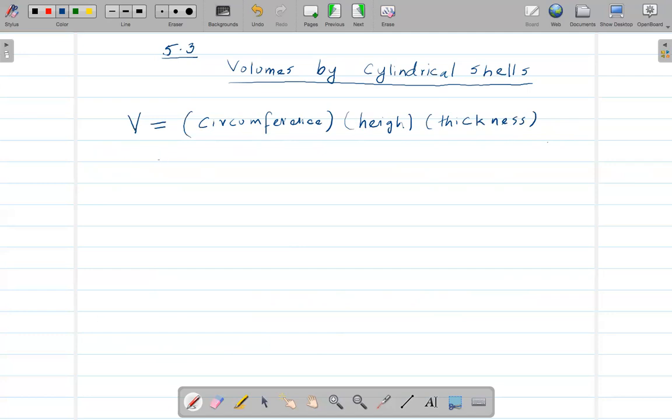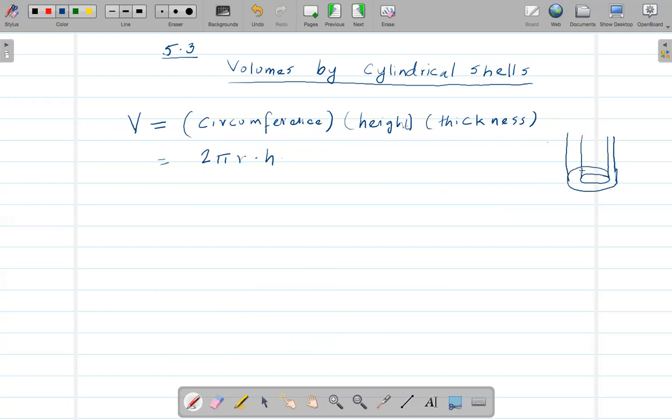The circumference of a circle is basically 2 pi r, right? And the height is h. And the thickness is basically the change. So if you're looking at the volume of a cylinder, basically there is some thickness, right?